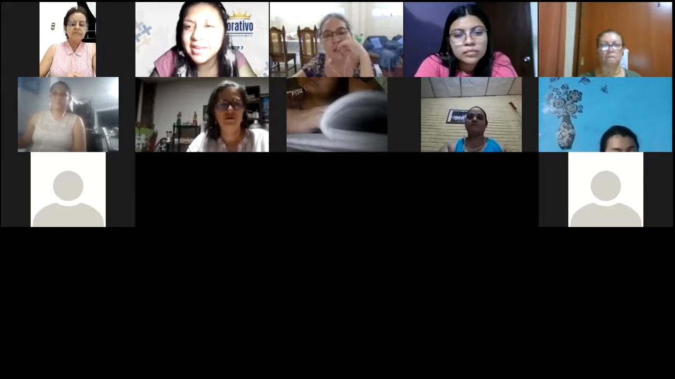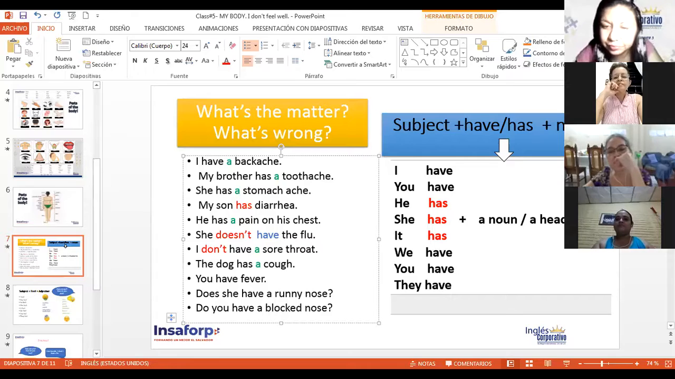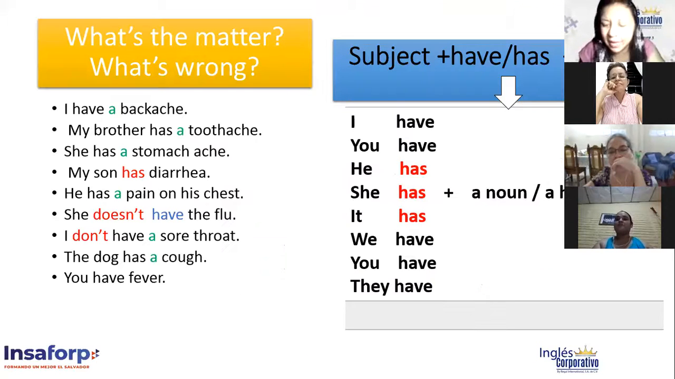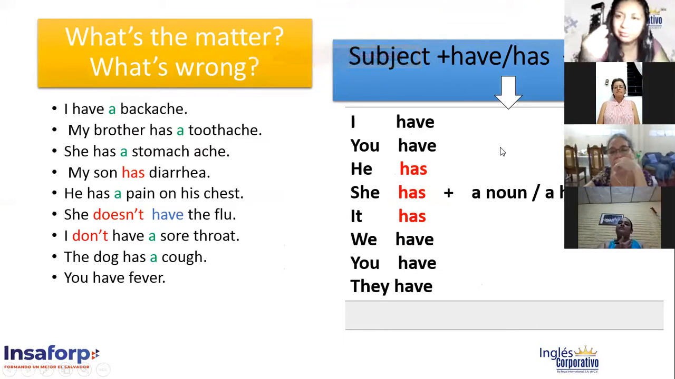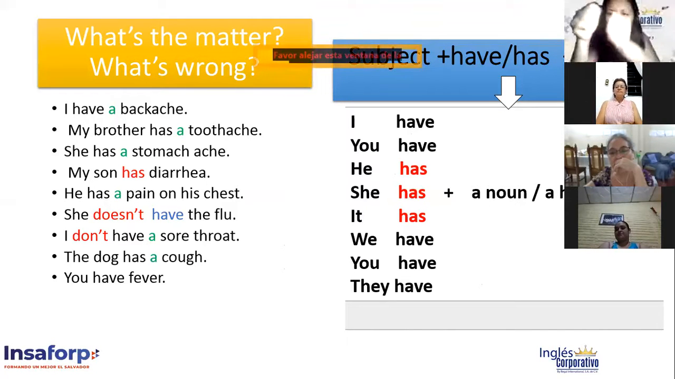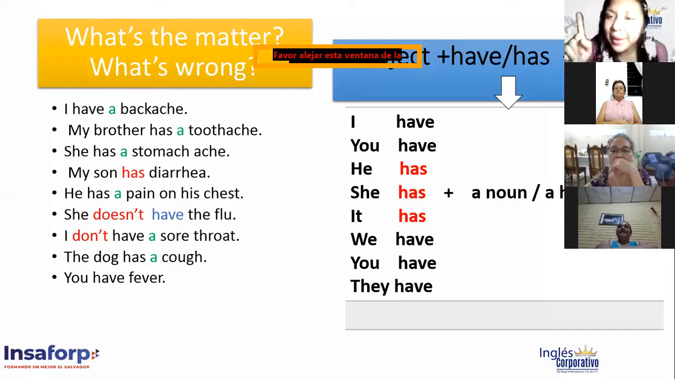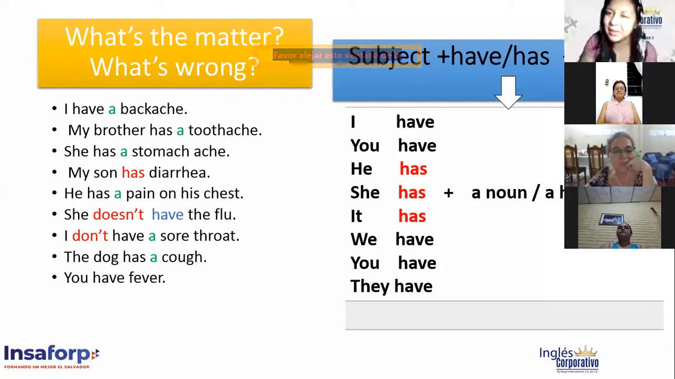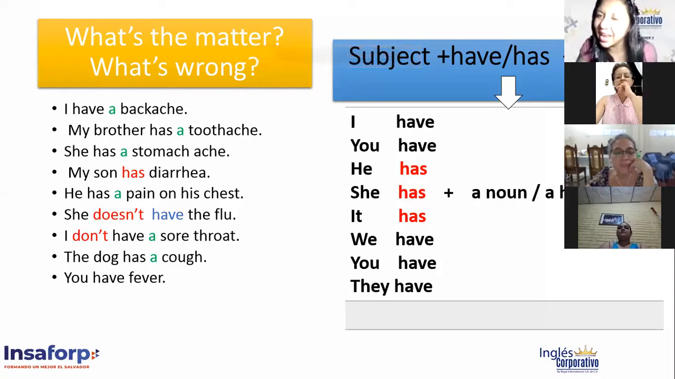Vaya, voy a volver a explicar aquí algo muy importante. Ahorita estamos enfocando el tema en problemas de salud, health problems. Pero el I have lo pueden ocupar con muchísimas otras cosas. I have a noun. For example, I have a cell phone. You have a nice car. Or he has a computer. She has a baby. Or we have a nice class. You have good classmates. They have a nice teacher.